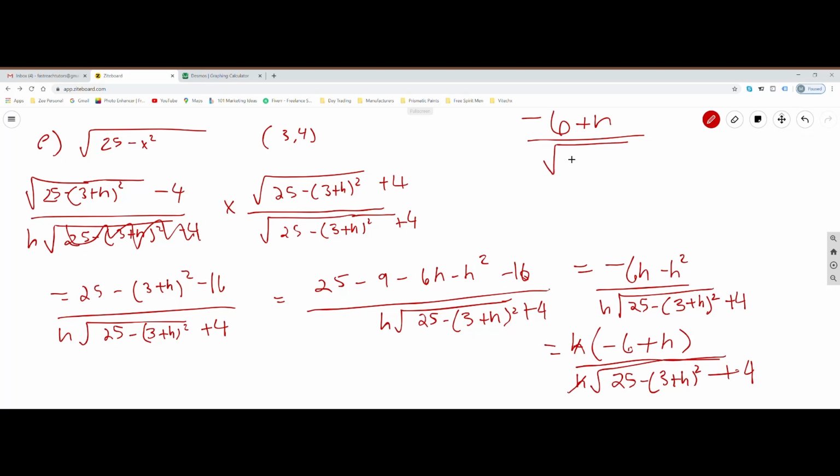Square root of 25 minus 3 plus h squared plus 4. So if it's 0, you have negative 6 at the top over, so 25 minus 3 plus 0, so this is 0, 9, 25 minus 9 is 16. Square root of 16 is 4. 4 plus 4 is 8. Which is the same thing as negative 3 over 4.